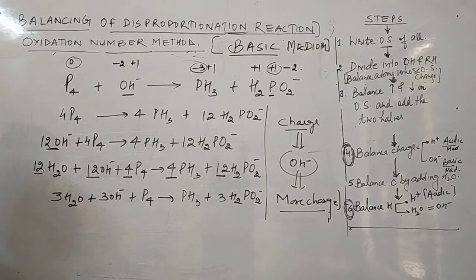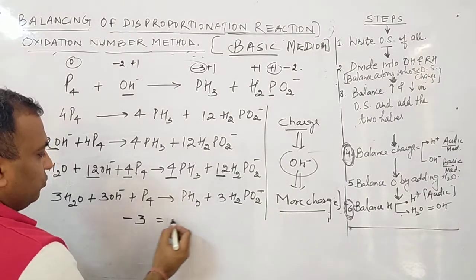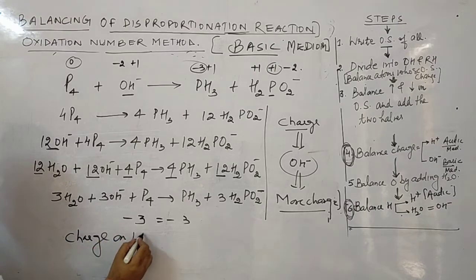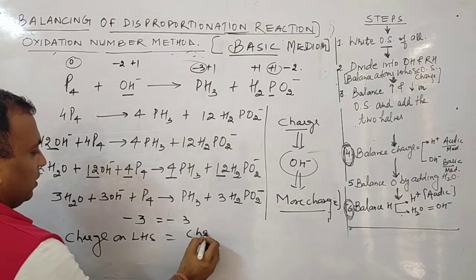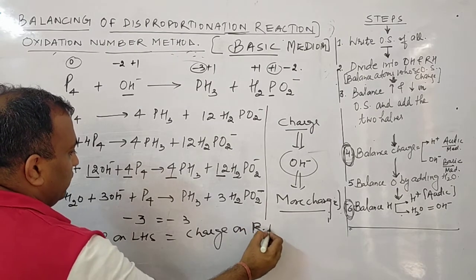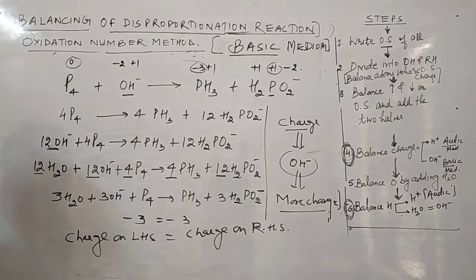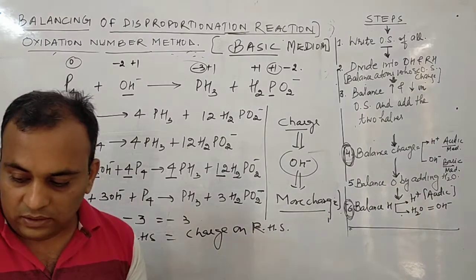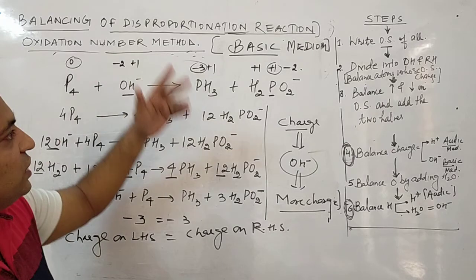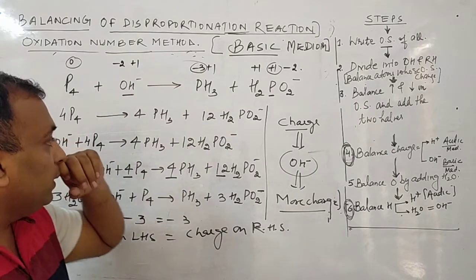Now I have to check whether it is correct or not. So charge I have to see, 3 minus on the left hand side, and this is minus into 3, minus 3, which means charge on left hand side is exactly equal to charge on right hand side. So beta this we have done, that is the balancing of disproportionation reaction by oxidation number method.